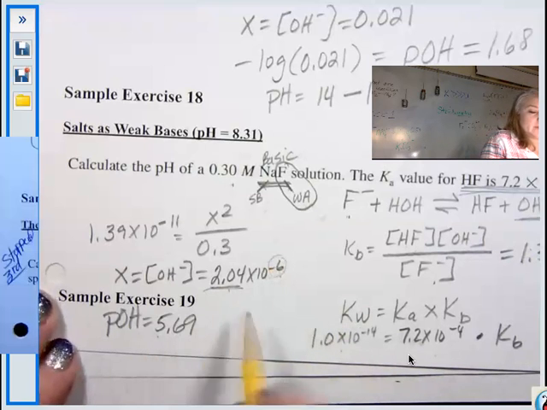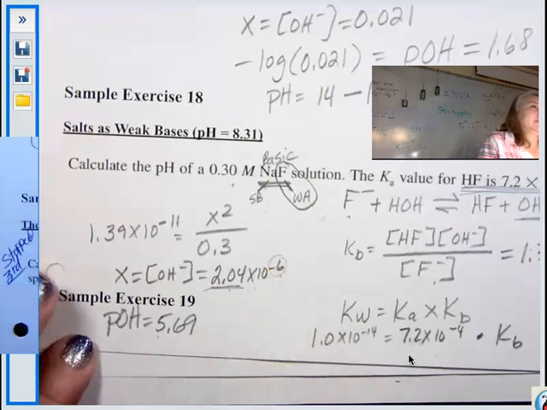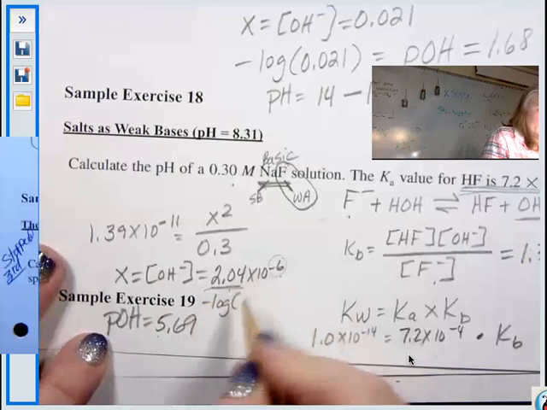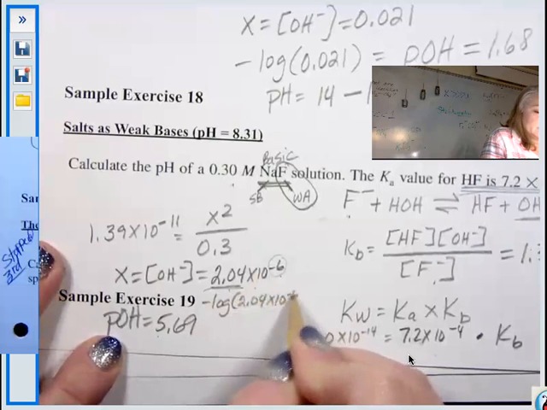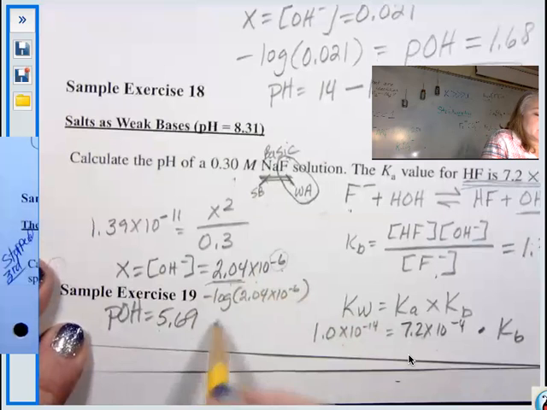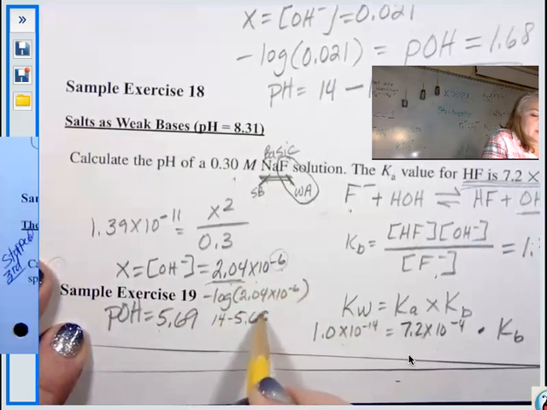Take the negative log of that number. Okay, negative log, in fact, we probably need to go ahead and put that in, of 2.04 times 10 to the negative 6. And that gives us that. So then pH is 8.31.